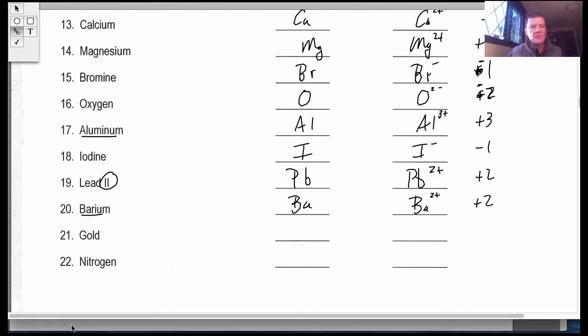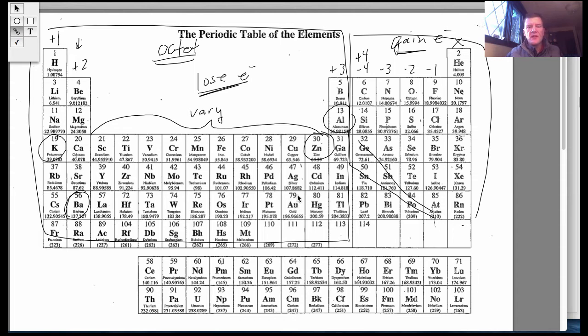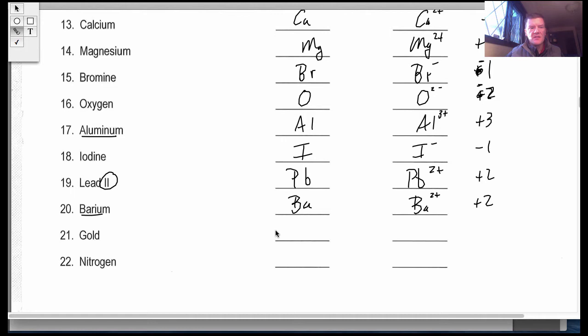Gold. Now gold is pretty stable. It doesn't like to react. It's pretty pure by itself. But if it did, I believe, I need to check on this here. Well, actually, according to the periodic table, it could be a +1 or +3. So we're going to go with +3 here, okay?